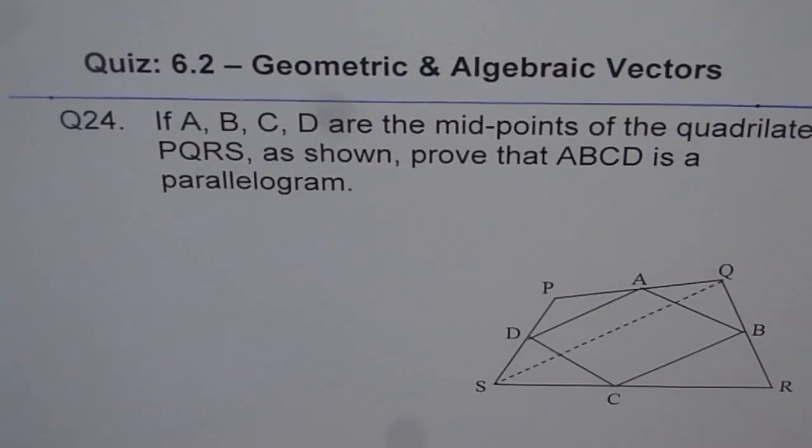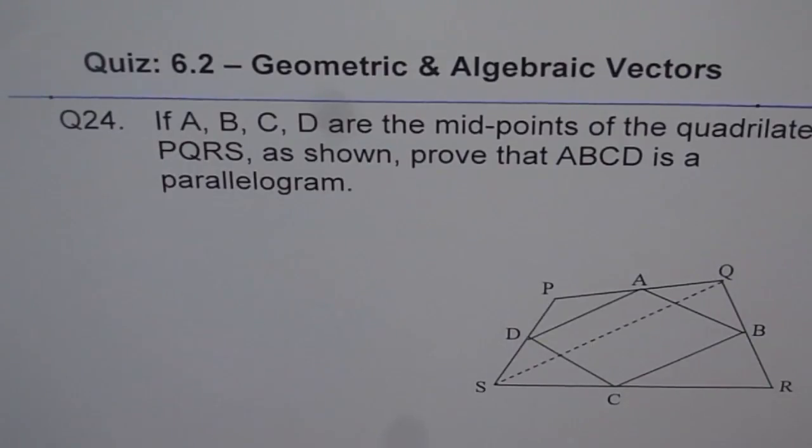Question 24. If A, B, C, D are the midpoints of the quadrilateral PQRS as shown, prove that ABCD is a parallelogram. So we have asked you this question earlier, and here is actually the solution of the problem. What I've decided here is to give you a hint so that you can write down the details in your solution. I'll tell you the approach to solve this problem, right?